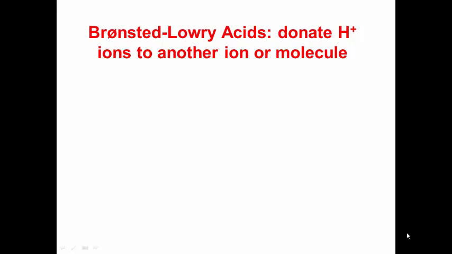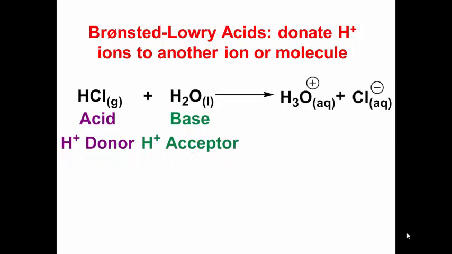This was all well and good, but later on in 1923, Johannes Bronsted and Thomas Lowry refined this Arrhenius definition to expand for more acids and bases that had been found to react a little bit differently. So in the Bronsted-Lowry definition, an acid is a molecule that donates H+ to another ion or molecule. So a Bronsted-Lowry acid is a species that donates H+. So in this case, HCl is the acid because it's the H+ donor.